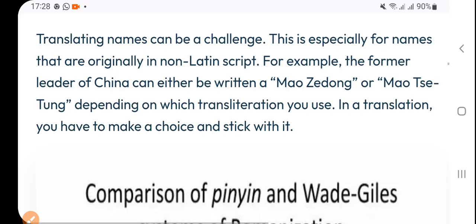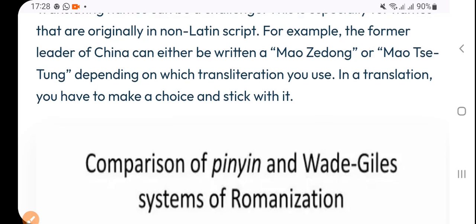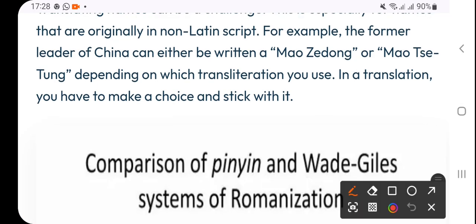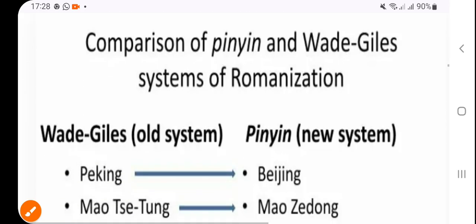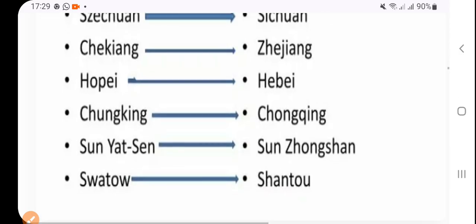For example, the former leader of China can be written either Mao Zedong or Mao Tse-tung, right? Depending on which transliteration you use. In a translation you have to make a choice and stick with it, right? So once you have chosen, the same will be followed, right? Now, the comparison of these words I am not familiar with, so I am just skipping this part, okay?